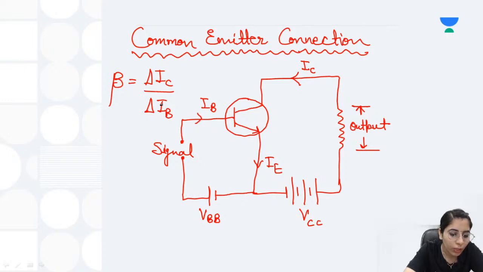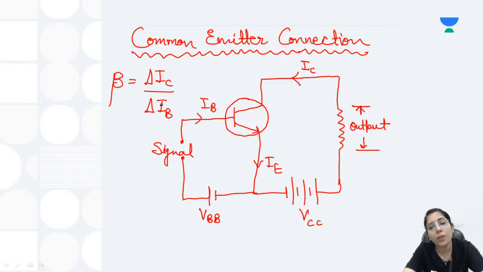Other than that, what you need to consider, because you know IB is going to be very small in comparison to IC, even the base current is very small. So the value of beta can range from 20 to 500. The current amplification factor can have a value lying between 20 and 500. So that's why its gain or amplification factor is high.